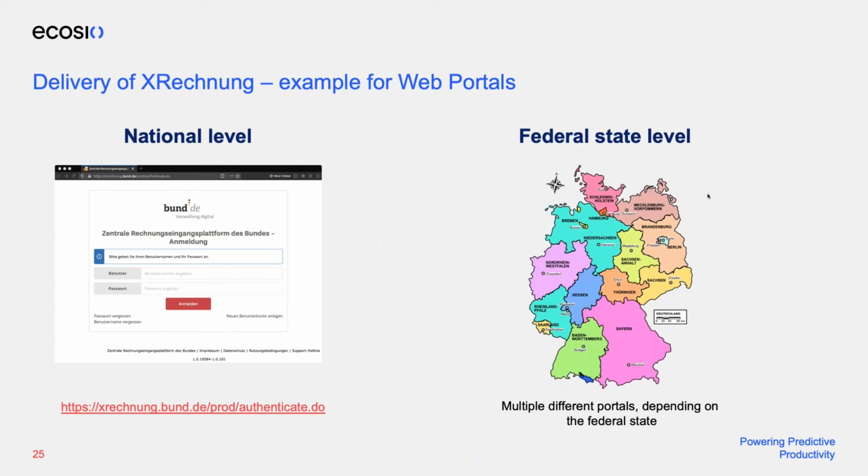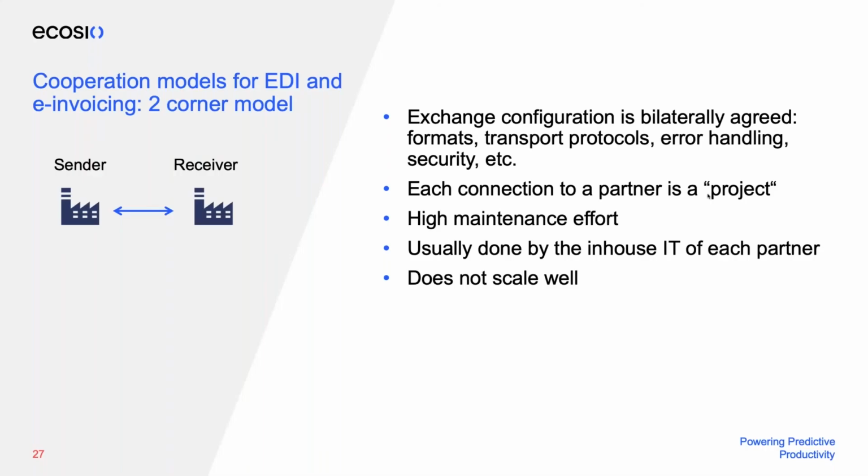So how can I overcome, for instance, the challenge that Germany is so scattered on the right-hand side, given the federal states? One can use Peppol, which is an e-delivery network. Peppol is the acronym for Pan-European Public Procurement Online and originated from an EU project. Peppol follows one of the cooperation models for EDI and e-invoicing.